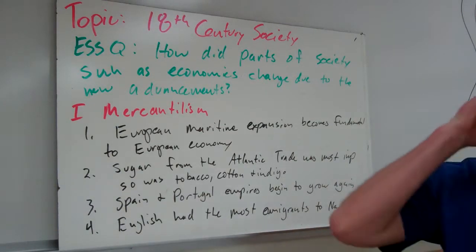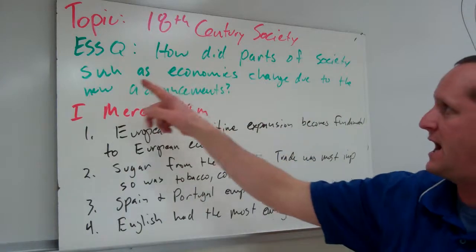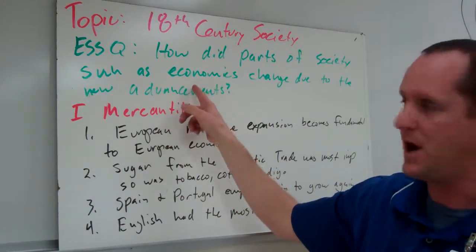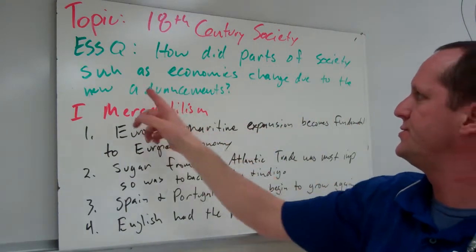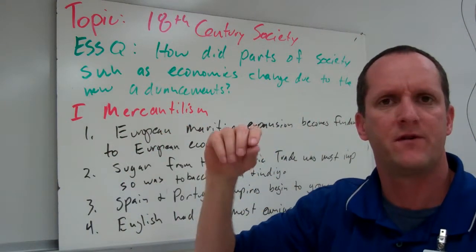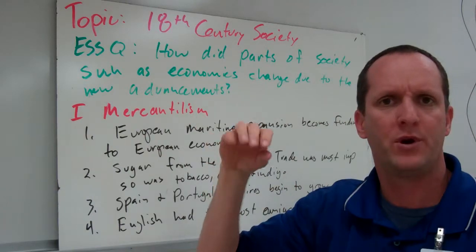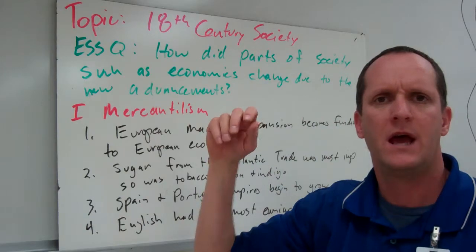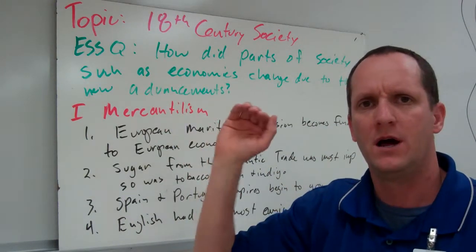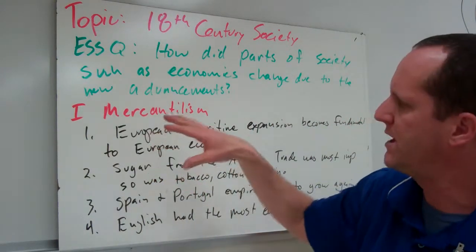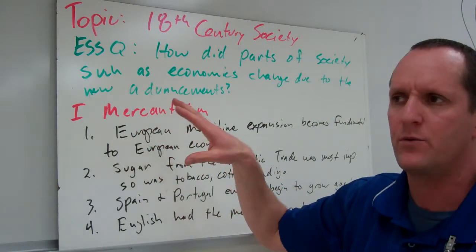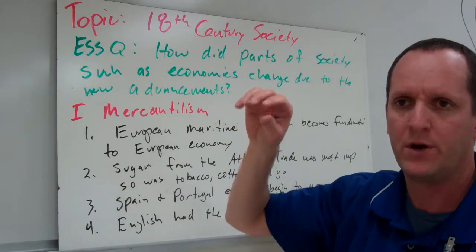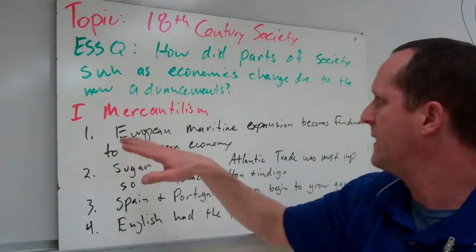All right, class, let's get going with our topic here, 18th century society. Our essential question: how did parts of the society, such as economics, change due to the new advancements in the scientific revolution? We had people like Adam Smith putting out new ideas pertaining to economics, and others during this time, and it really began to change how the government looked at the things that were going on in the world, not only in Europe, but around the world, especially due to trade.